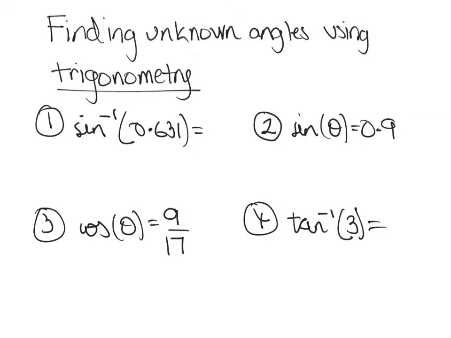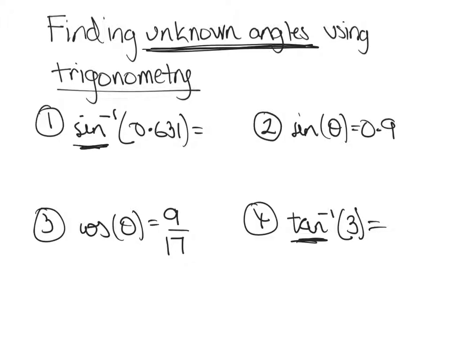Hello everyone, what we're doing is we've used trigonometry so far to figure out unknown side lengths. Now what we're doing is we're using trigonometry to find out unknown angles. Now the way to do this is if you look at the sine, cos and tan buttons on your calculator, you should see over the top of the buttons something like this: sine to the minus 1 above the sine button, tan to the minus 1 above the tan button, and cos to the minus 1 on the cos button.